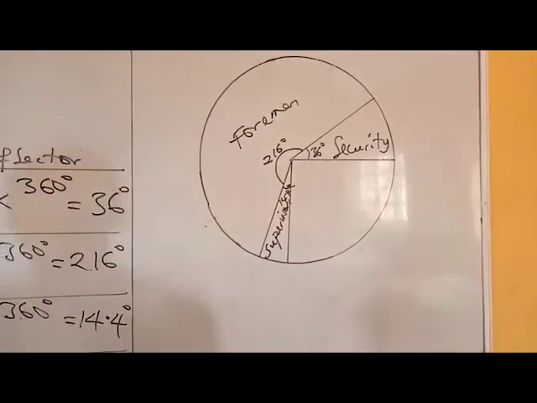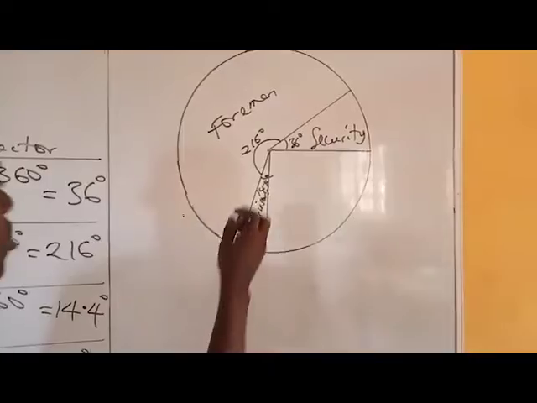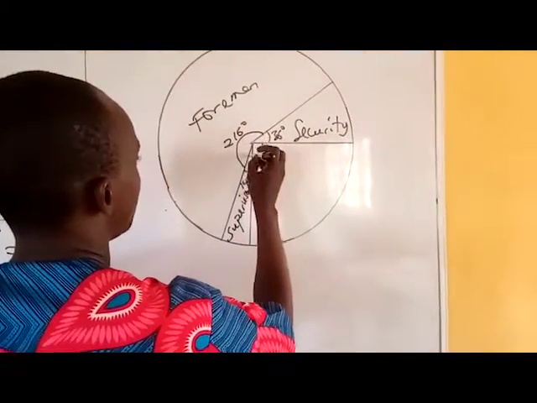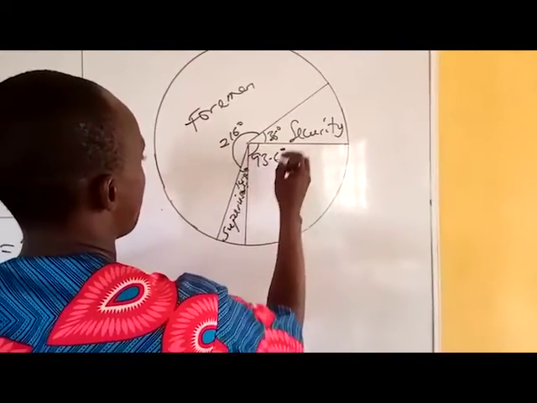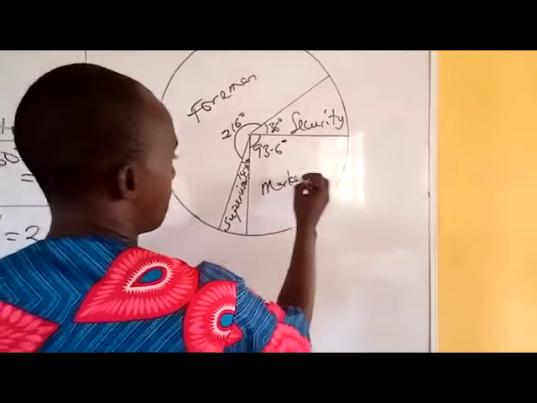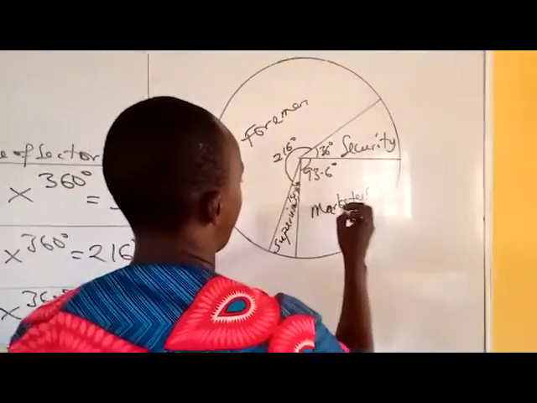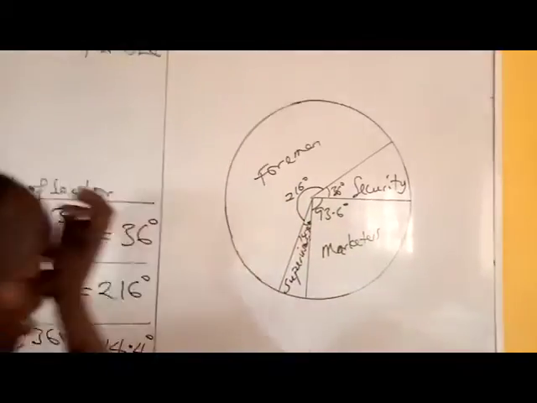Then marketers, the rest is marketers, which is 93.6 degrees. Marketers. So that's the pie chart.